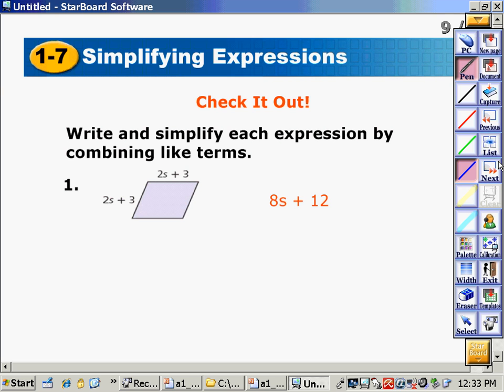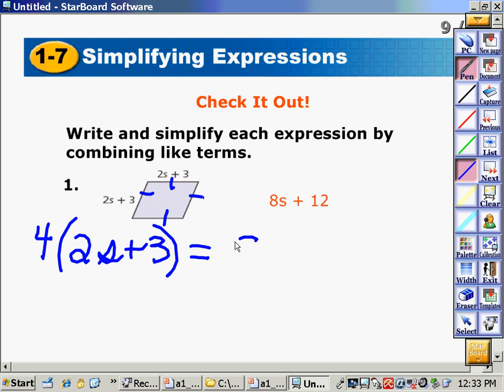Welcome back. Let's check the first answer. Also, this is not a rectangle. It's not a square. It has a very specific name, and I want you to write that down if you know what it is. We actually have 4 sides that are all the same. So that is 4, 2s plus 3. Final answer, distribute 8s plus 12. Did you get it right?